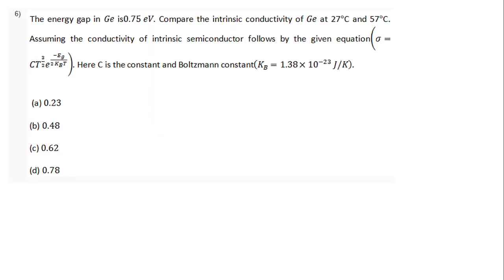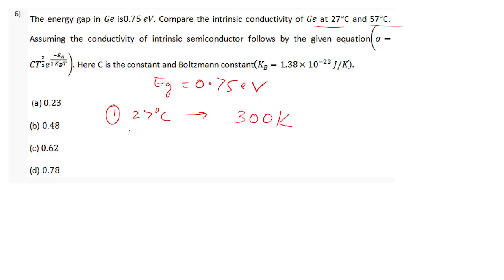Okay. Next question. The energy gap in germanium is given to be 0.75 electron volt. Compare the intrinsic conductivity of germanium at 27 degrees centigrade and 57 degrees centigrade, assuming the conductivity of an intrinsic semiconductor follows this equation. At 27 degrees centigrade, we first need to convert to Kelvin. Adding 273, it will be 300 Kelvin.